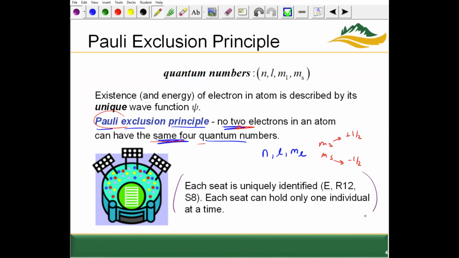An analogy that can help us remember that is that each seat in an auditorium or a stadium can only have one person sit in it. They could be in section E, row R12, then seat 8. Only one person can be in that specific seat, just like only one electron can have the same 4 quantum numbers. Two electrons in an atom cannot have the same 4 quantum numbers. These 4 quantum numbers in an atom describe just one specific electron.